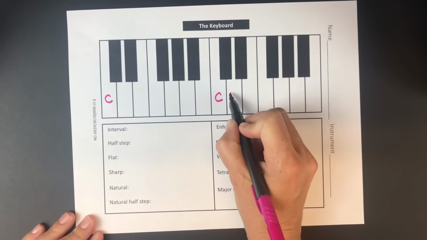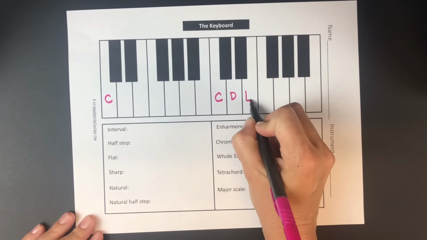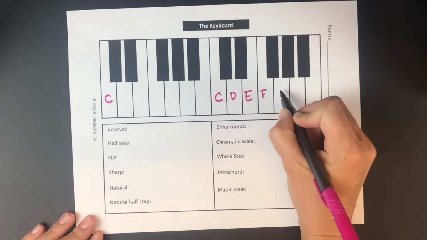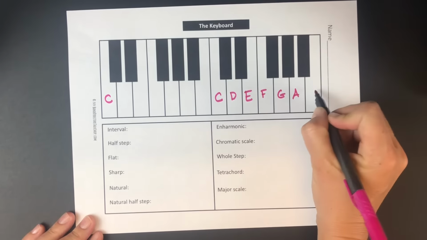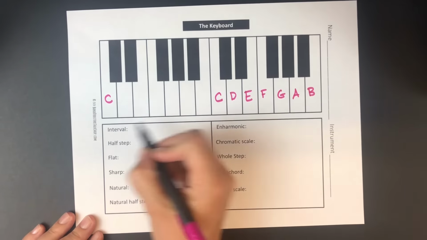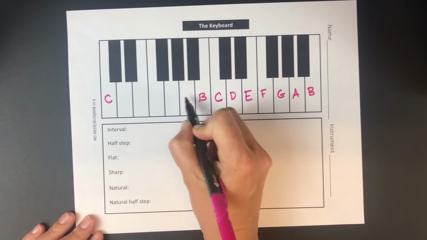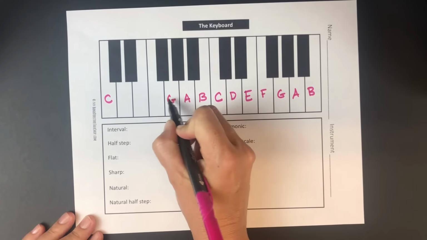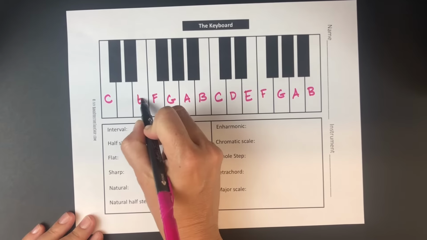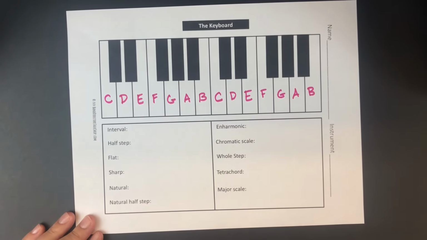Going forward, you say your alphabet forward, C, D, E, F, G, A, B. Going backwards, you could start here, but you can also start here and go backwards, B, A, G, F, E, D, and C. So those are the names of the notes of the white keys on the keyboard, and we'll talk about the black keys here in a little bit, okay?